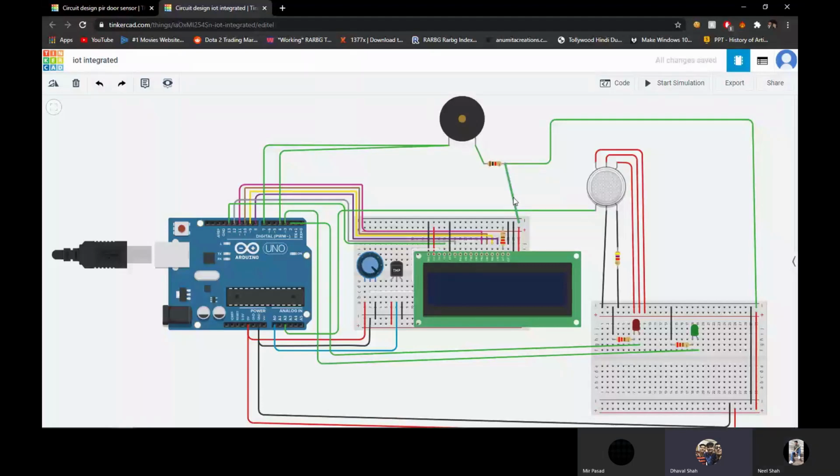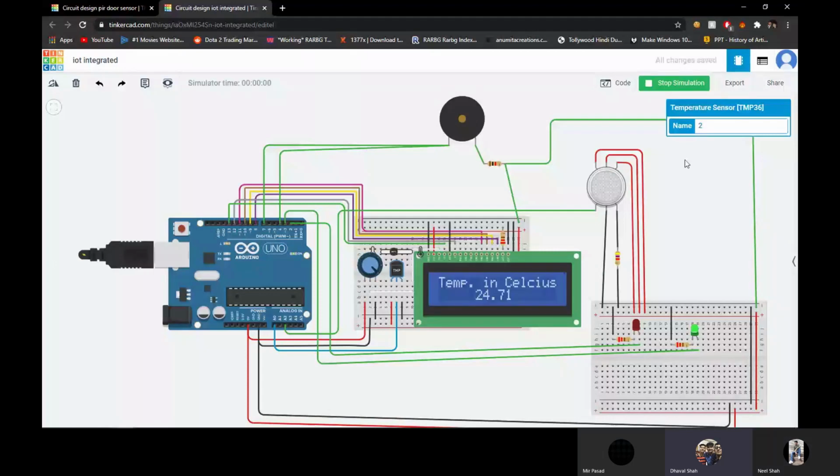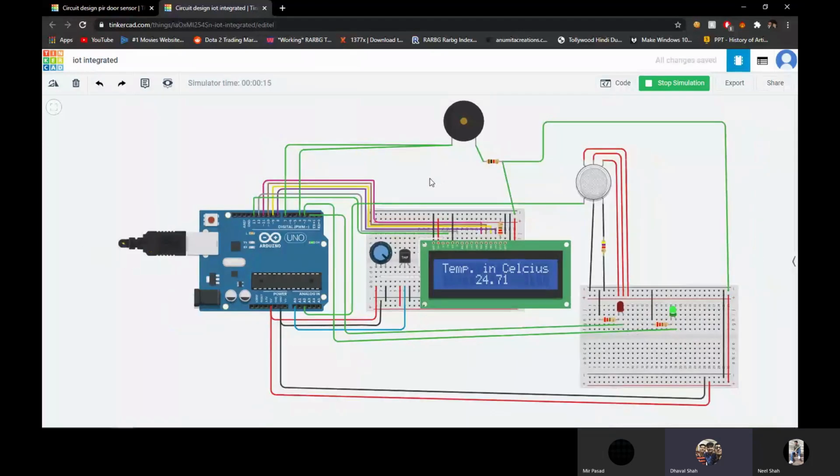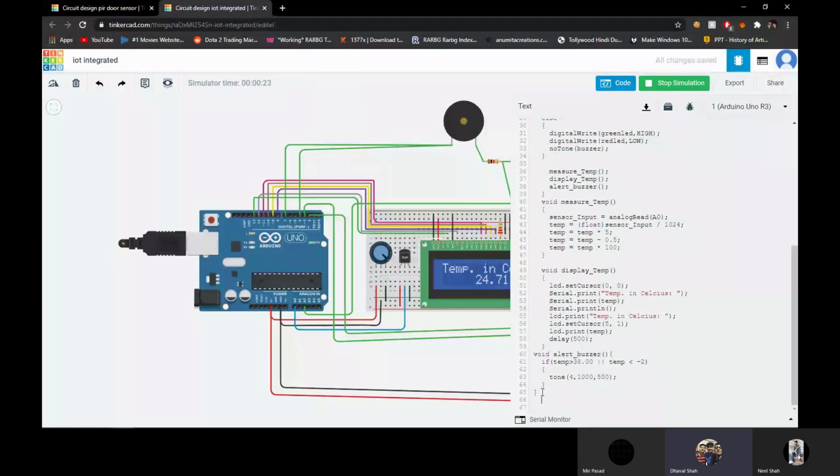Now let's go towards the temperature sensor. The V out is connected to the A0, that is analog in. Then the ground is connected to the ground pin, and the V in, that is the power, is connected to the 5 volts power. As you can see, the LCD display is displaying the current temperature, that is 24.71. Now we have coded it in such a way that if the temperature is above 38 degrees or below -2, the buzzer would start beeping.